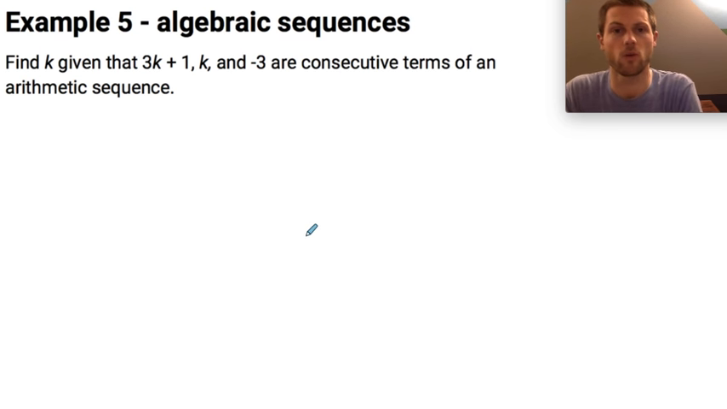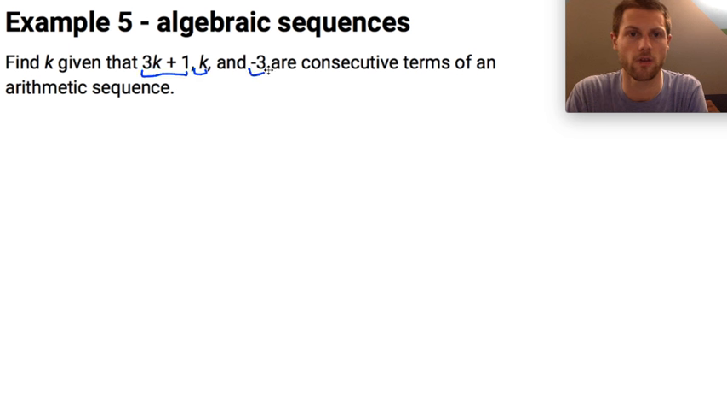Here's another example where we want to find some k value given that 3k plus 1, k, and negative 3 are consecutive terms of an arithmetic sequence. So you can consider this a first term, a second term, and a third term. We don't know where they fall, but they're at least consecutive. And really the key is that these are all in an arithmetic sequence, so that tells us there's some common difference between all three of these numbers.